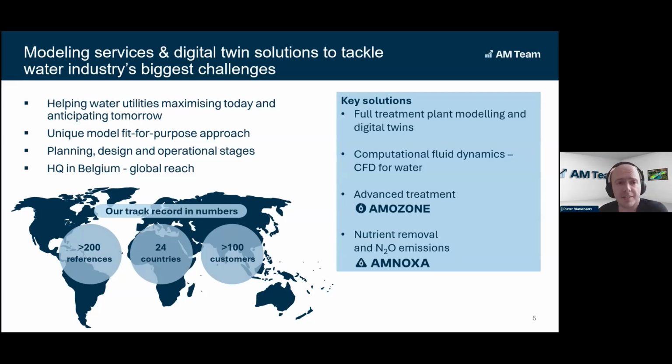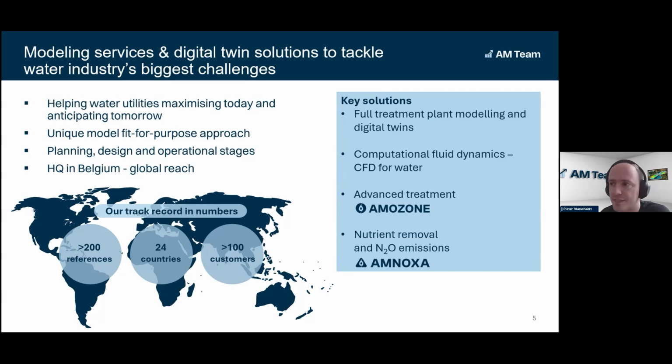AM Team is a company focused on modeling services and digital twin solutions to tackle the water industry's biggest challenges. Of course, the topic of today is micropollutant removal. So this is one of those challenges. And what we focus on with our company is that we help water utilities maximize today and anticipate for tomorrow. We do that by using models and digital twin solutions, and having models that are really fit for purpose.